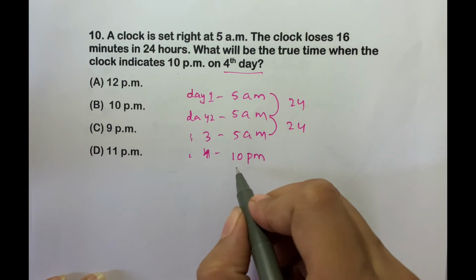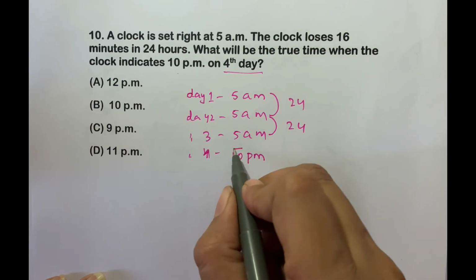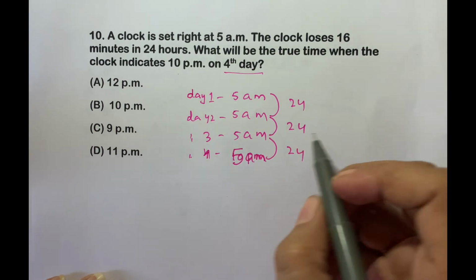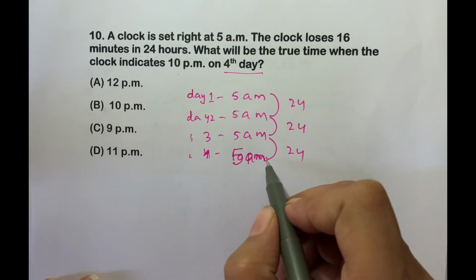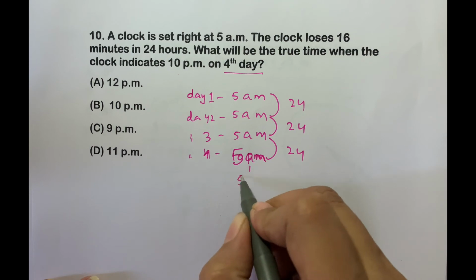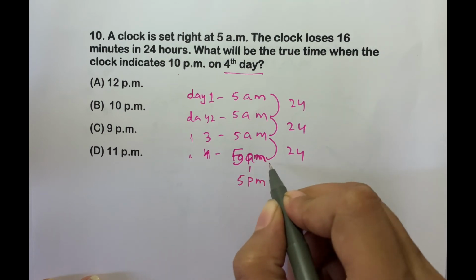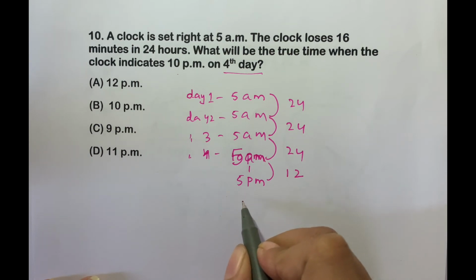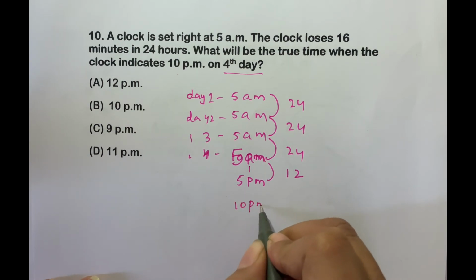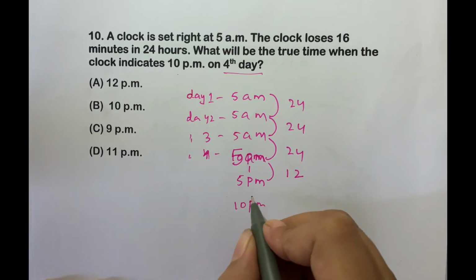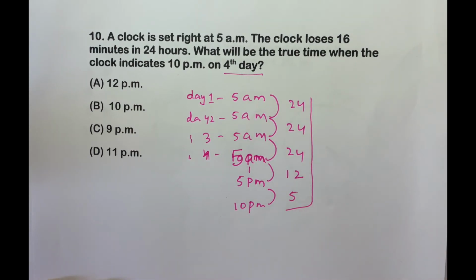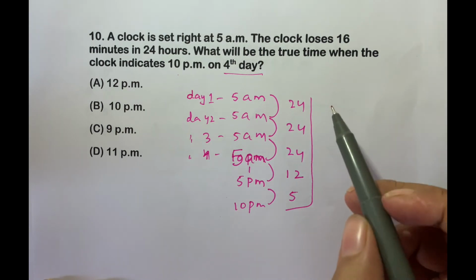Now before 10 p.m. we get 5 a.m. also, right? From here to here it is 24 only. After 5 a.m. next we will take up to 5 p.m. on the 4th day. From here to here it is 12 hours. After 5 p.m. next 10 p.m., again 5 hours more. So totally these many hours it is crossing. So how much is it?